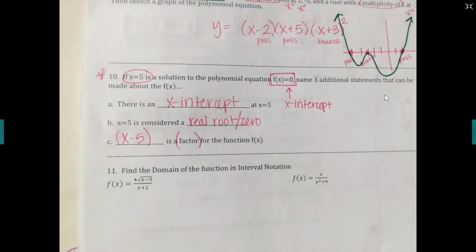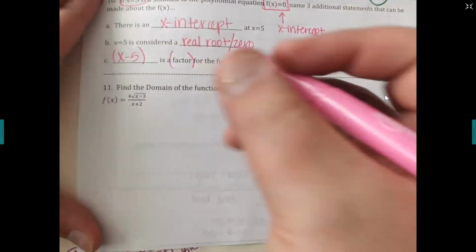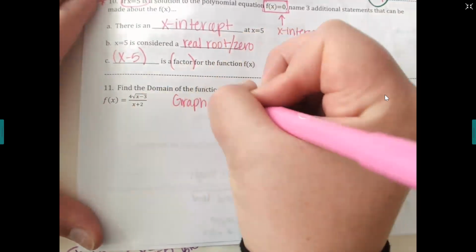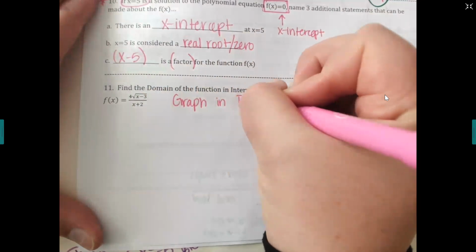For 11, you're just gonna graph those and look for the domain. Can you do that without help? Okay, so I'm gonna put for the domain here, graph in Desmos. I don't expect you to know what those graphs look like, but just graph it in Desmos, look at the picture, and then domain remembers how far it reaches to the sides. So hopefully you can do that without help.